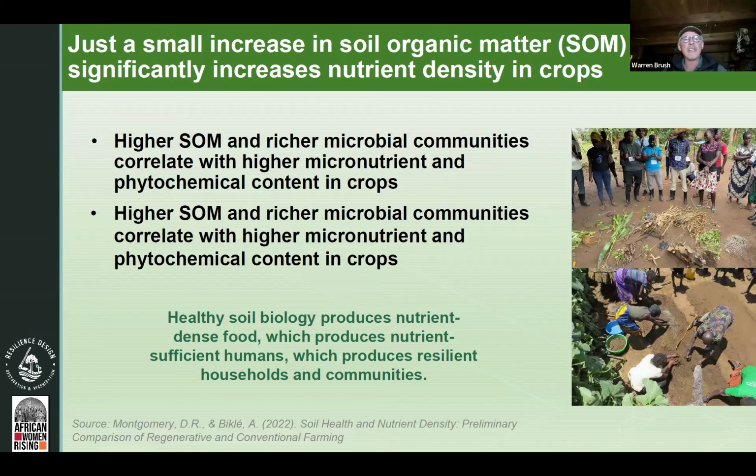Just a small increase in soil organic matter significantly increases the nutrient density in crops. And so that just talks about that first slide. High soil organic matter and richer microbial communities correlate with higher micronutrient and phytochemical content in the crops. So healthy soil biology produces nutrient dense foods. Next slide, T.